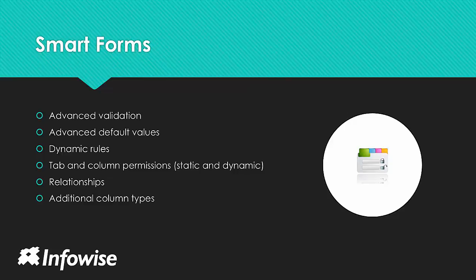Tabs and column permissions, both static and dynamic: the ability to subdivide your form into tabs and then assign permissions to each one of those tabs. For example, an approval tab that's only open to a certain group of people. Relationships, the ability to create single-to-multiple relationships inside the SharePoint form, being able to implement anything from a purchase order or a project with subtasks and so on. And there is a set of additional column types that allow you to implement advanced things within regular SharePoint forms, such as, for example, electronic signatures.